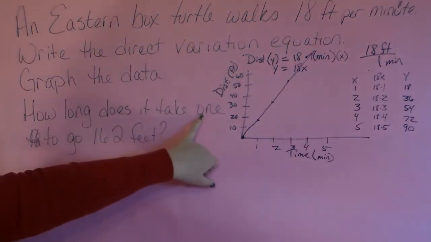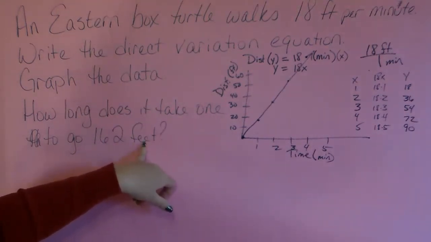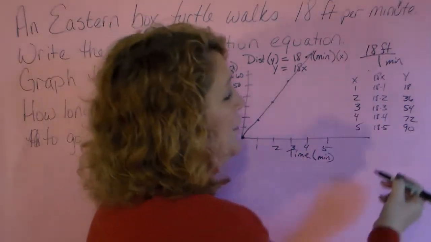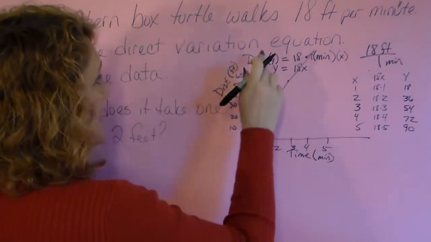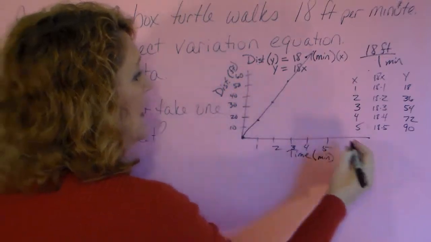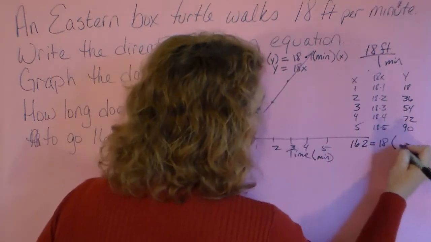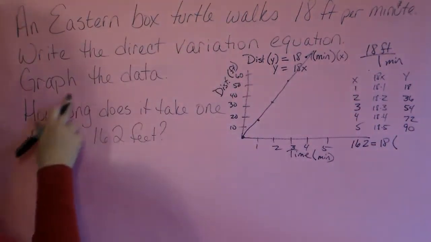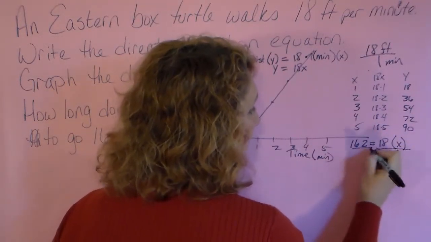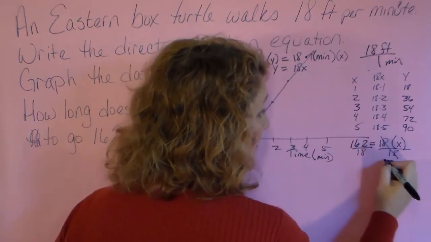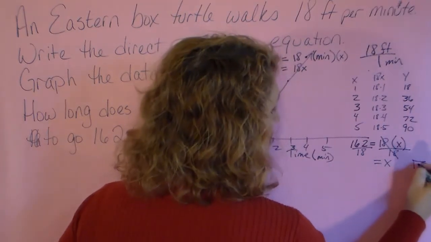How long does it take an eastern box turtle to go 162 feet? Well, here's one of those things where I could do my repeated addition and be a child about it, or I can say, okay, the distance is 162 feet. I want 162 feet to be my answer, and that's going to be 18 times how long? So the time is the question. Times what? Well, 162 equals 18x. If I divide each side by 18, that goes away, and my minutes, my x, equals 9.